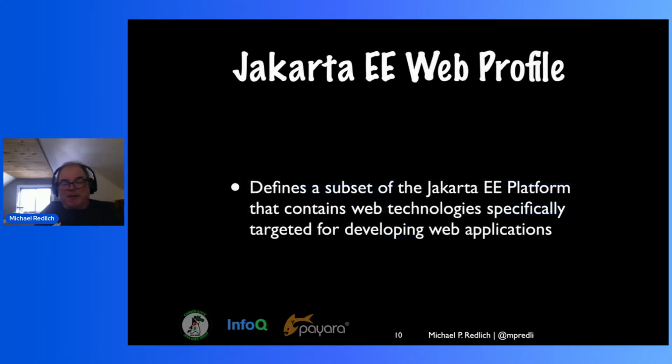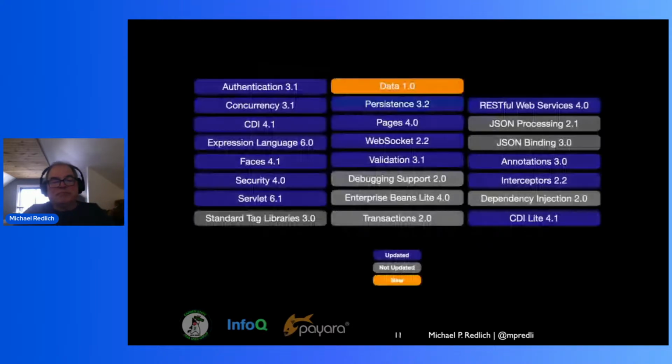The web profile basically is a subset of the platform, and of course, as the name implies, it's for web technologies. And these are, I forget how many there are, 23, I think it is. So this Jakarta Data, of course, is part of that, right? And then there's a few that haven't been updated.